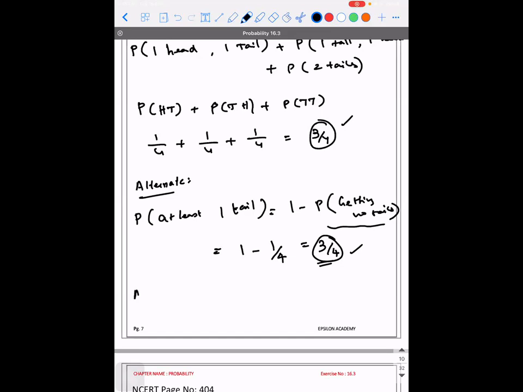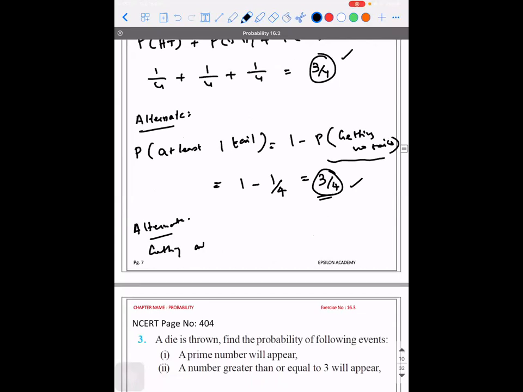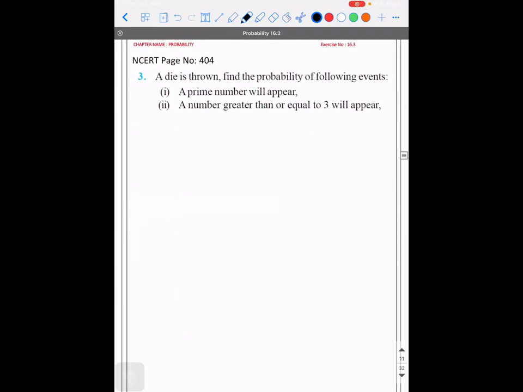Or the third way is to solve what? Getting at least one tail is equal to head tail, tail head, tail tail. Correct? So that is the number of elements in this, that is 3, out of the number of elements in sample space, that is 4, 3/4. This is also another way. Guys, I hope all the methods are clear. Yes, sir. Yes. So I'm proceeding with the next problem.